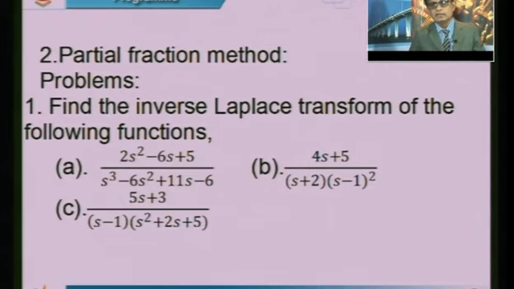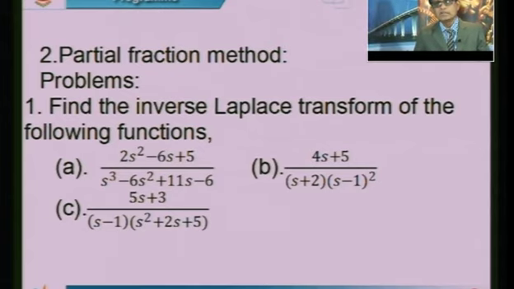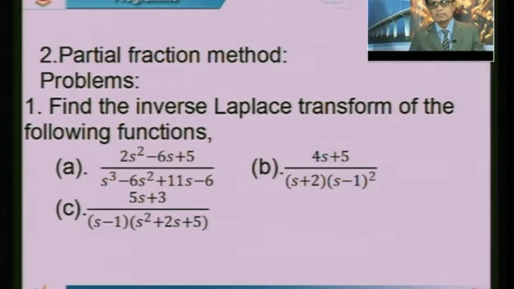Already you have studied, you have done the example in previous classes, how to use the partial fractions method. In the same way, we will do the example by using the partial fractions method to find its inverse Laplace transform. Now, what is that first one? Find the inverse Laplace transform of the following functions.